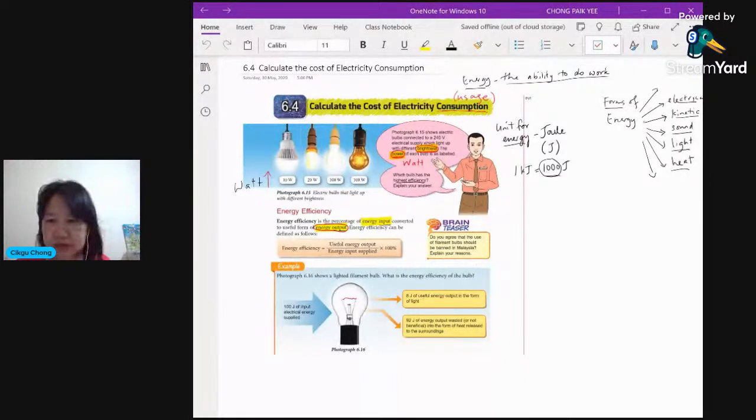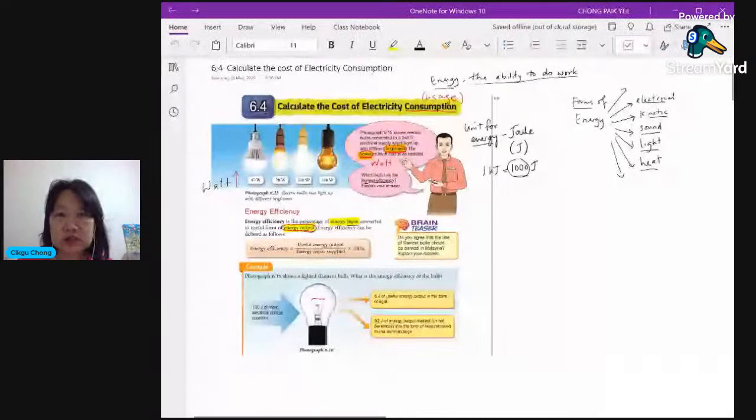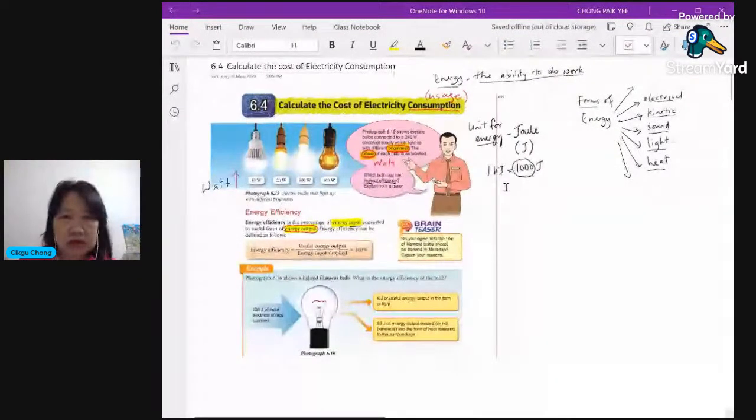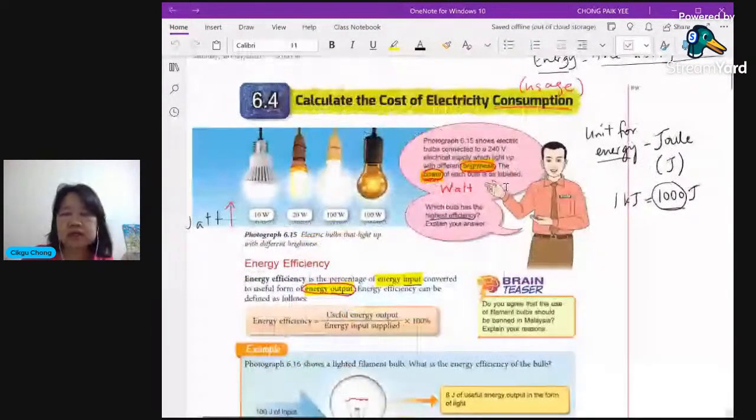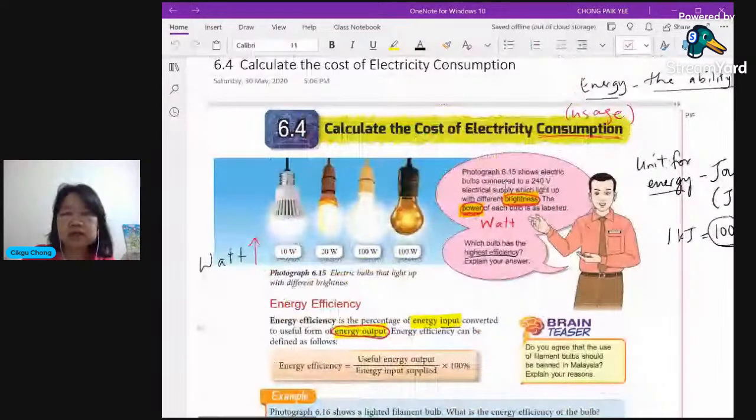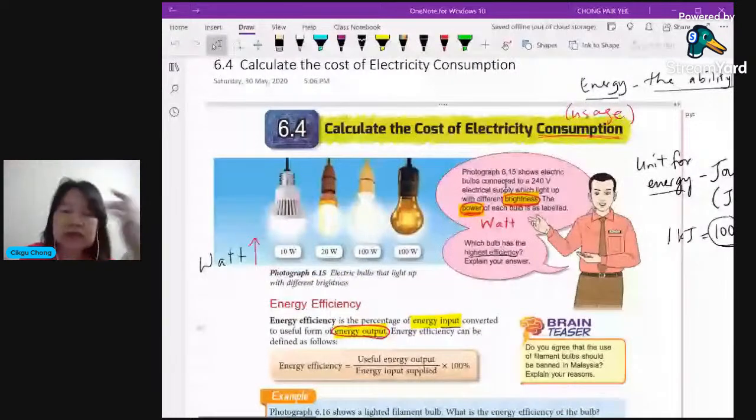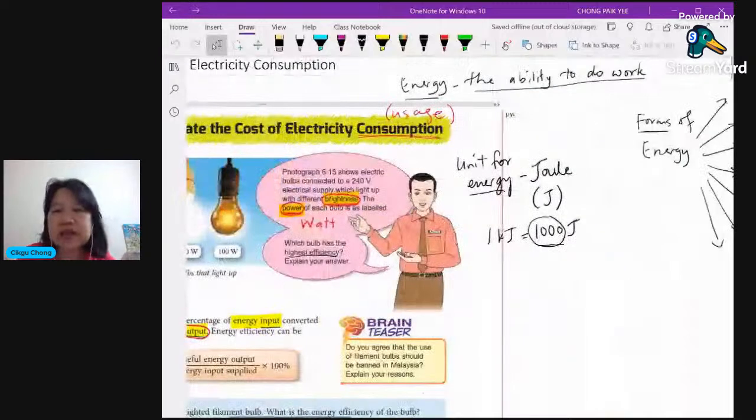I'm going to go to 6.4, which is calculate the cost of electrical energy consumption. The word consumption means usage: how much usage of electricity for that month. Let me enlarge this a little bit. Consumption means usage. Of course, it's logical to say that the more electricity, the more energy you use, the more you pay, right? Your bill is higher. So what does energy mean? Actually, energy is the ability to do work.